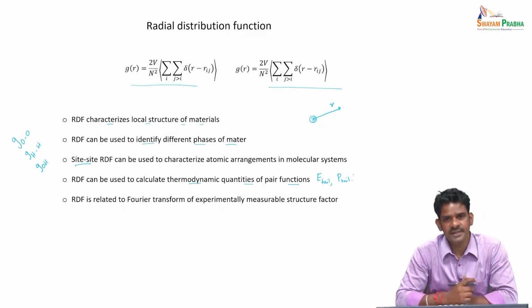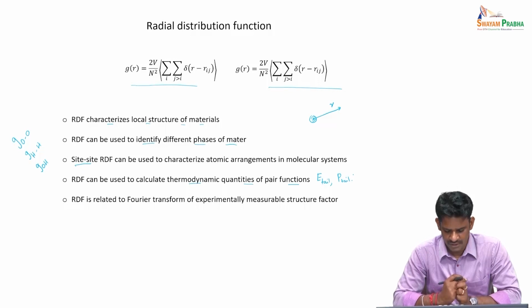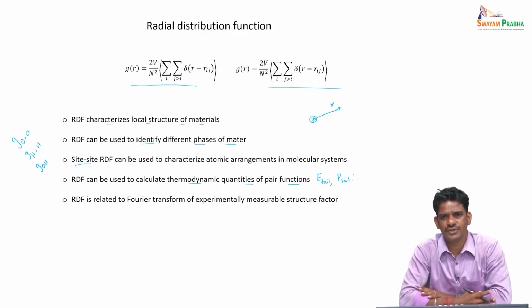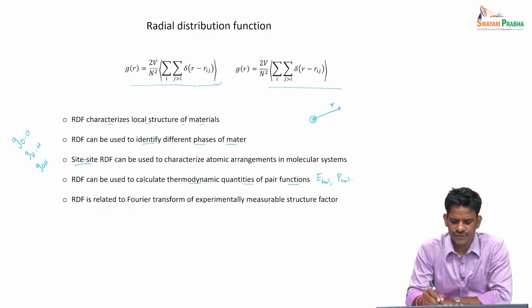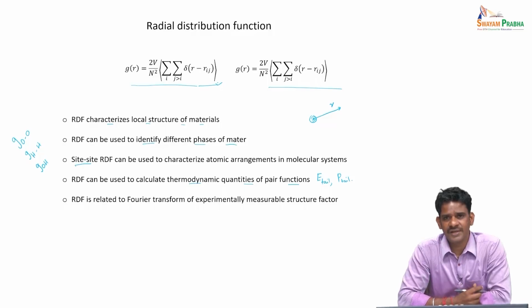And more importantly, if you take the Fourier transform of the RDF, it gives the structure factor, which is experimentally measurable using scattering techniques. So, in that sense, this radial distribution function is one of the most important structural characterizations one can think of, because it gives a wealth of information about the phases, local arrangements, corrections for long range truncations, and even lets you compare with experimental data. Because of this importance, we will see how this mathematical definition of the RDF is actually calculated in an MD simulation.